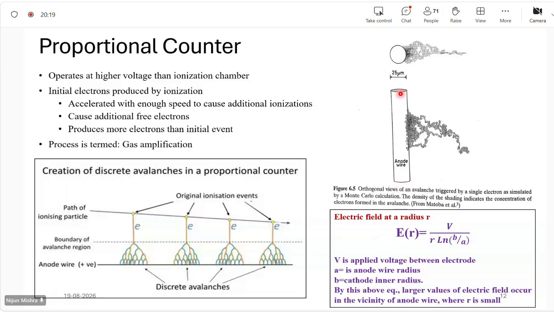of this equation. In this equation, this is the electric field near the anode wire. V is the applied voltage we are applying. R is the radius of this anode. B by A is the cathode inner radius, and A is the anode wire radius. R is the distance from the anode surface. When the anode wire radius gets lower, the electric field gets higher.